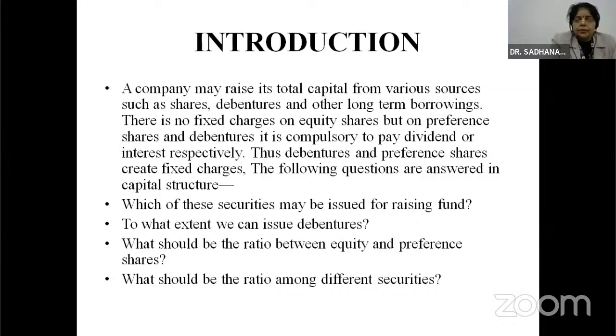Thus, debentures and preference shares create fixed charges, and the cost of debentures is less than the cost of equity shares, because debentures have only fixed obligations. But in equity capital we have certain extra charges. That's why its cost is more than that of debentures or preference shares.